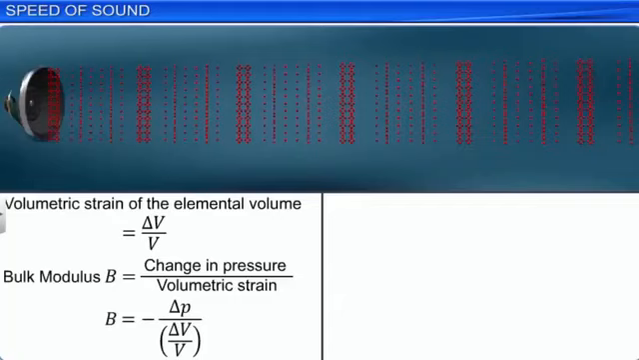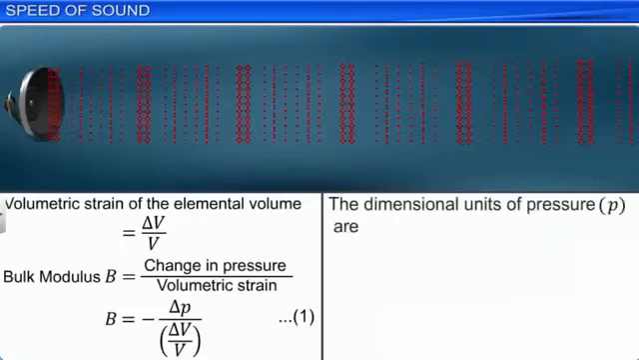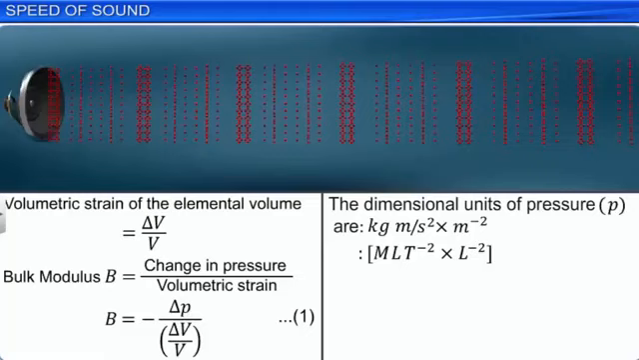The SI unit of pressure is Newton per meter square or Pascal. The dimensional units of pressure P are kilogram meter per second square into meter raised to the power minus 2. That is, the product of M, L, T raised to the power minus 2 and L raised to the power minus 2. Dimensional units of change in the pressure delta P is equal to the product of M, L raised to the power minus 1 and T raised to the power minus 2. Let this be equation 2.